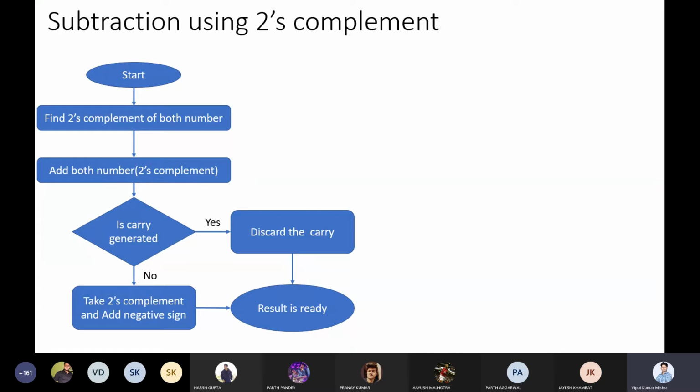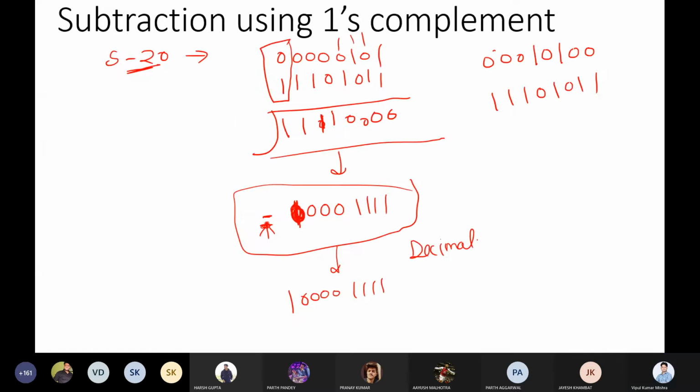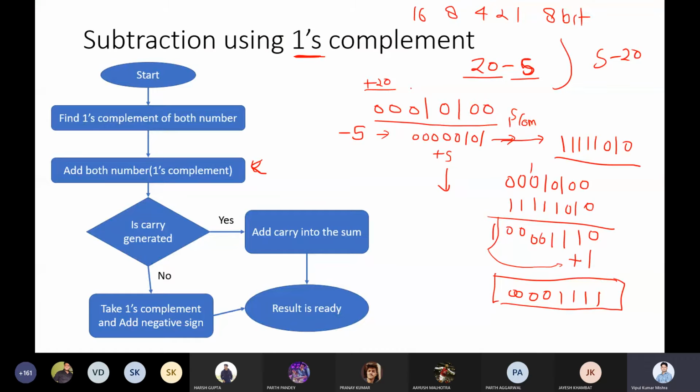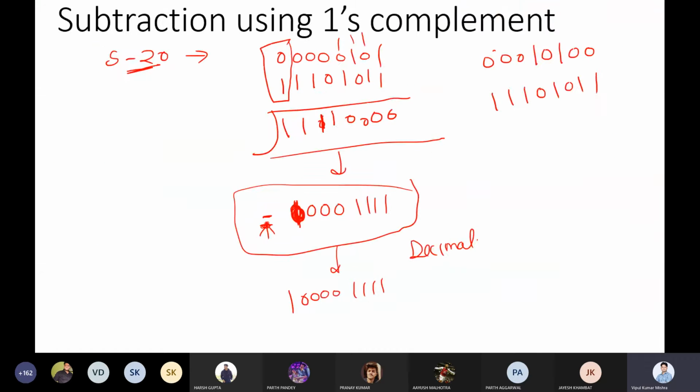Okay, now let's talk about 2's complement. So quickly let me do the same problem. Let me say 20 minus 5. So 20 will be, we already did it here.